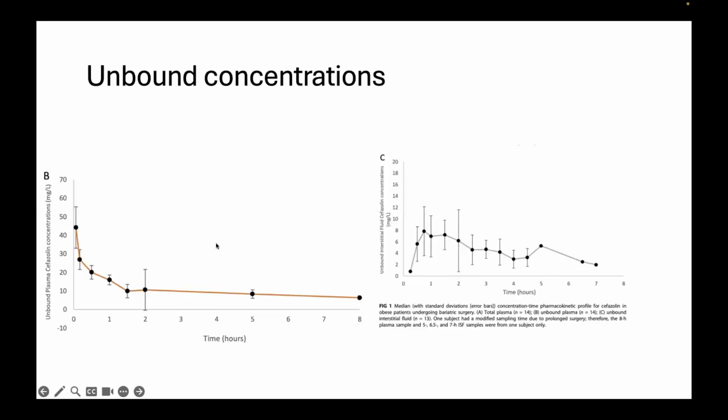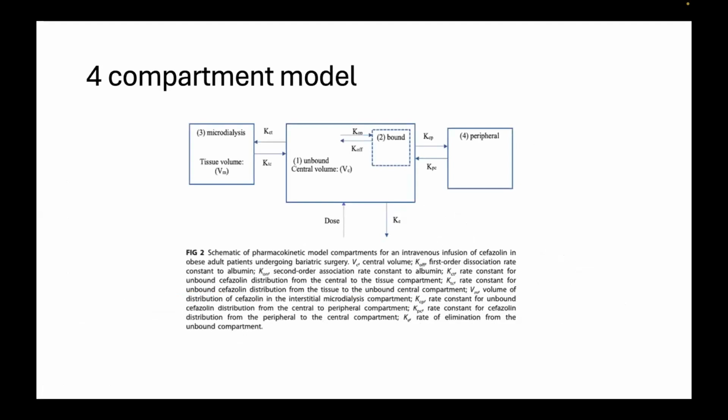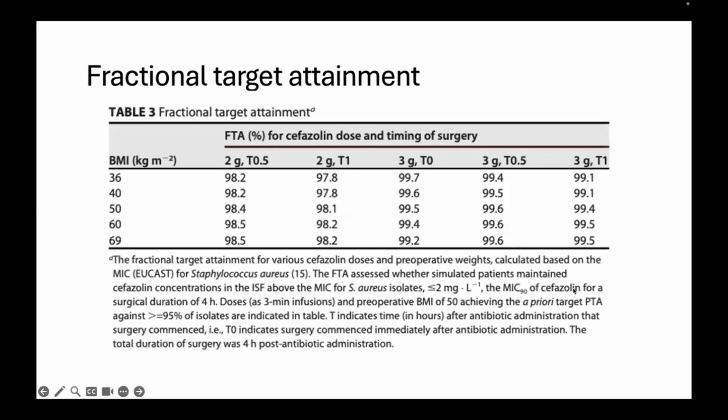And on our left here, we have the unbound plasma concentrations. You can see that for the time period, they were all above 2 milligrams per litre. And the microdialysis concentrations, the unbound interstitial fluid concentrations, were also above 2 milligrams. The median concentrations were above 2 milligrams per litre. A 4-compartmental model was developed, and we then assessed the fractional target attainment in differing BMI groups. The fractional target attainment for 2 grams given within half an hour of skin incision was greater than 98%.